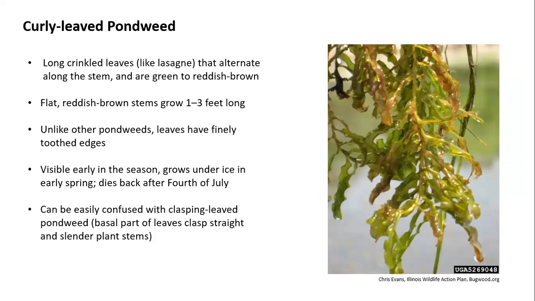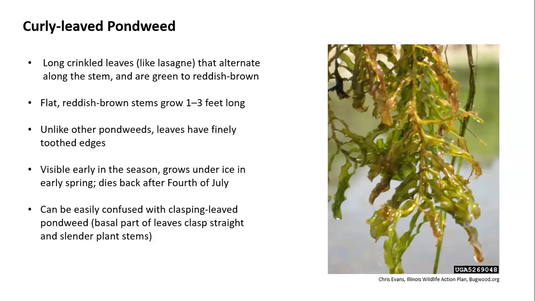Another common aquatic invasive species you might find in the Finger Lakes region is curly-leaved pondweed. And as its name implies, it has really curly, crinkly leaves that look a lot like lasagna, and they alternate along the stem and are green to reddish brown. The stem is flat and reddish brown and can grow anywhere from 1 to 3 feet in length. But unlike most of the other pondweeds, its leaves have a finely toothed edge.